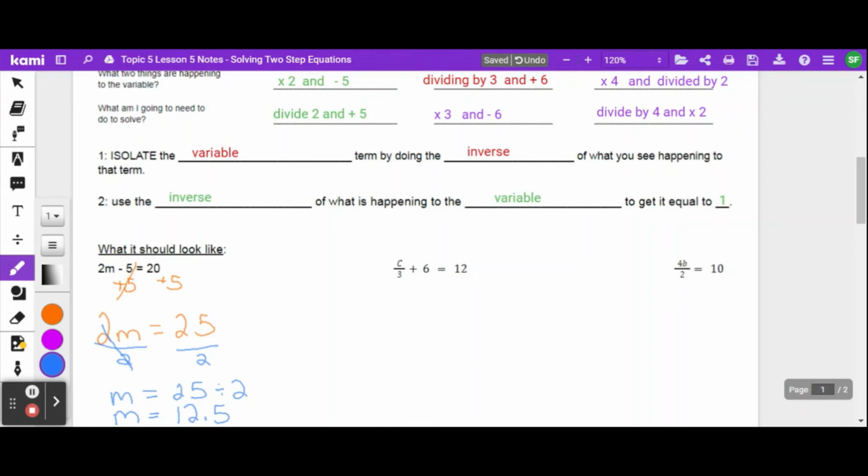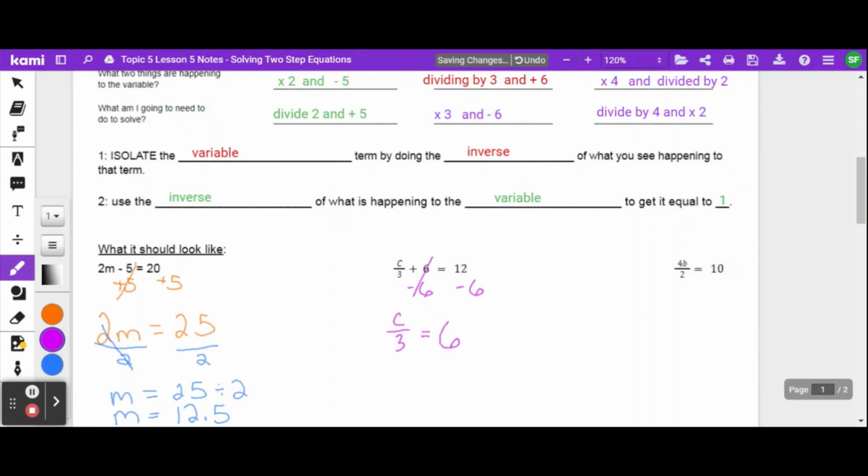If we look at c divided by 3 plus 6 equaling 12, right away the variable term c over 3, I can see that it is having 6 added to it. So I need to subtract 6 from that side. I'm going to subtract 6 on the other side as well. 6 minus 6 is going to cancel out, leaving me with c over 3, c divided by 3 equaling 12 minus 6, which of course is 6.